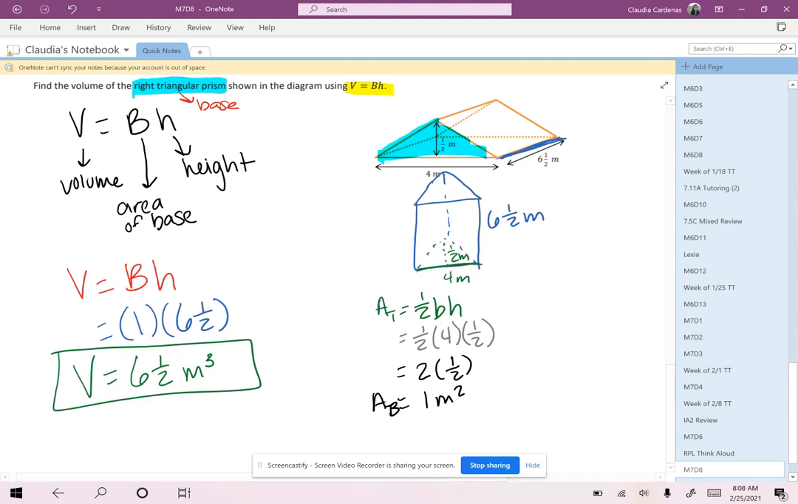We know that a triangular prism has a base shape of a triangle, as mentioned in the name, and we then find the area of the triangle by multiplying 1/2 the base times the height, and then we're going to multiply that area of the base times the height of the prism to get the volume.